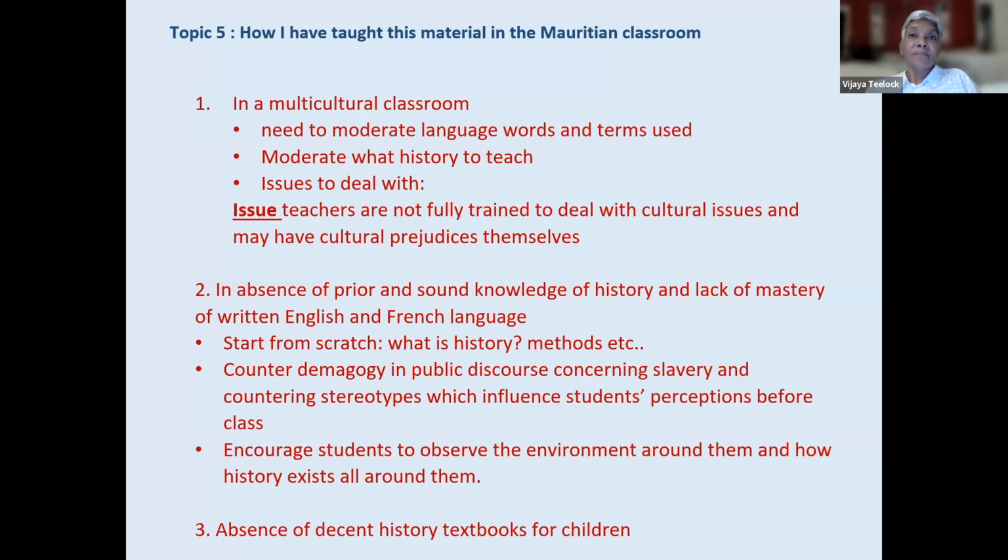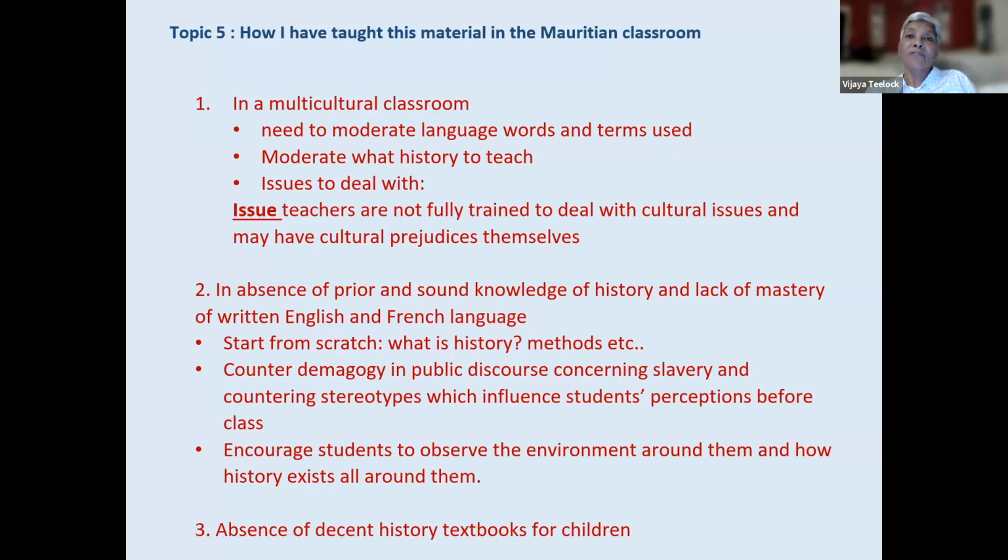And for the teacher, this is what I had to learn by hard experience, and my colleagues also, that you need to moderate the words and the terms that you use in the classroom, because there's a very real danger of people being offended. And you also have to moderate what history to teach and how to teach it. So it's not so much what to teach, but how you teach it in a way that you show cultural sensitivity.